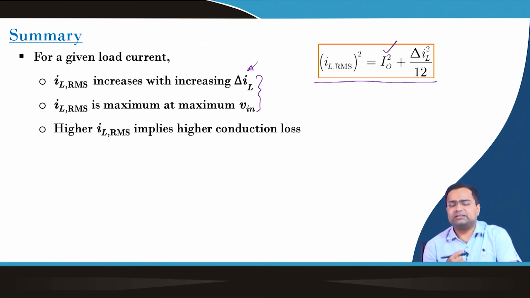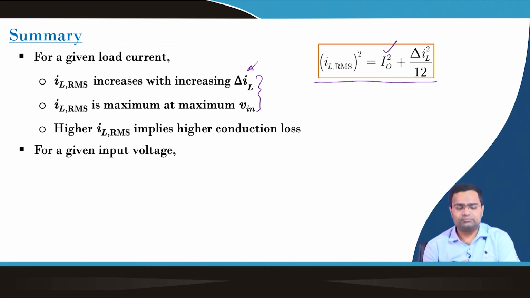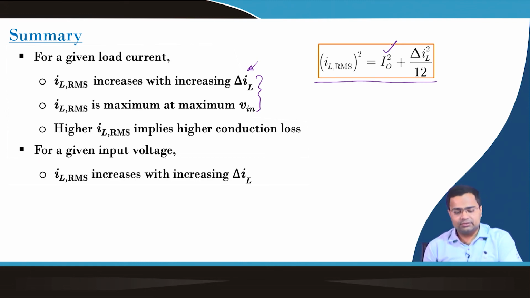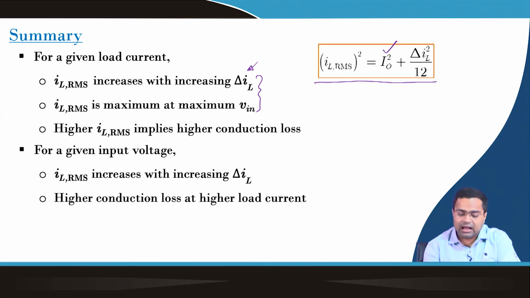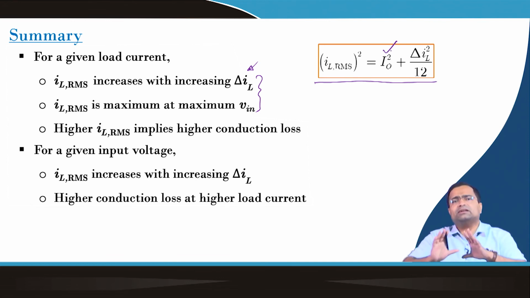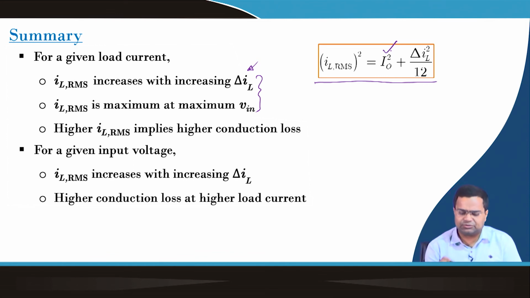So, higher RMS current will lead to higher conduction loss. Now, for a given input voltage, the load current is varying. So, the RMS current increases with delta IL. RMS current should increase with the load current, because for a given input voltage and given output voltage, only the load current changes, while the ripple current remains more or less the same. So, it increases with load current.